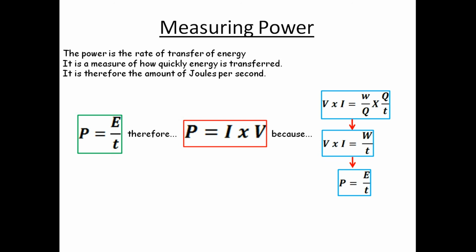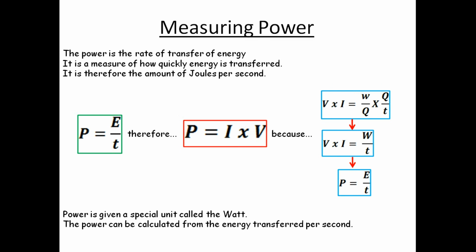I just want to show you here that if we multiply voltage and current together, what we're actually multiplying is the work done over charge multiplied by charge over time. Now these charges cancel each other out. We divide charge by itself, which leaves us with the work done over time. Now the work done is just the energy, so we have energy over time. Energy over time is equal to power. So these two equations, power equals energy over time and power equals current times voltage, show that they are exactly the same thing. Power is given a special unit called the watt.